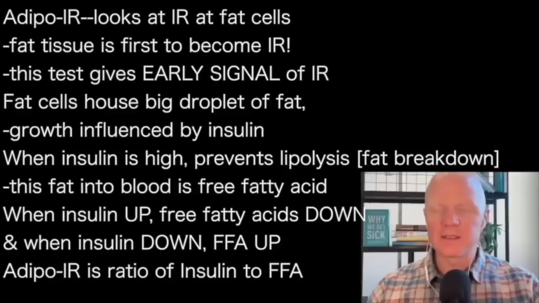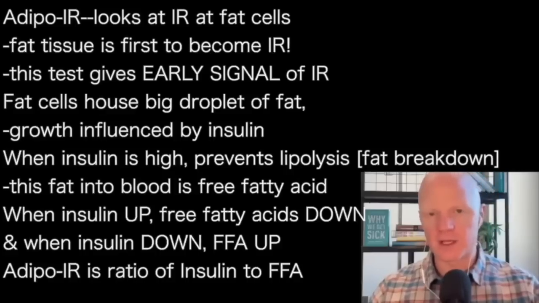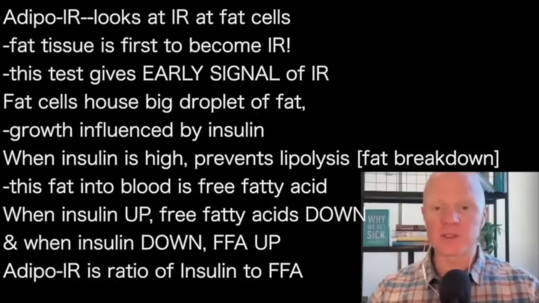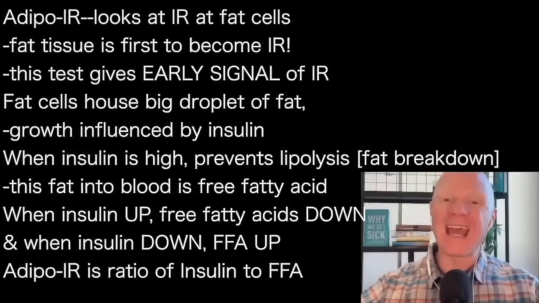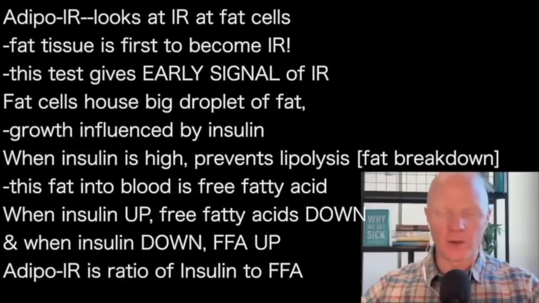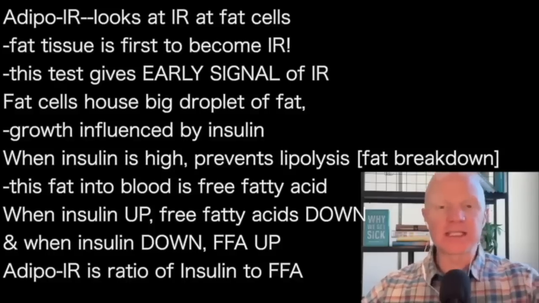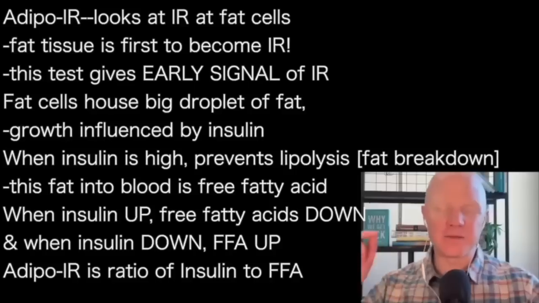Now, the last test that I want to mention, remember, we're all just framing the conversation of how to fix insulin resistance. But my purpose in having this bit of a prequel tangent is to help you understand where you're at. The last one is my favorite one, which is called the Adipo-IR score. Adipo is for adipose. So it's the adipose insulin resistance score. This is a test that is looking at the insulin resistance at the fat cells.